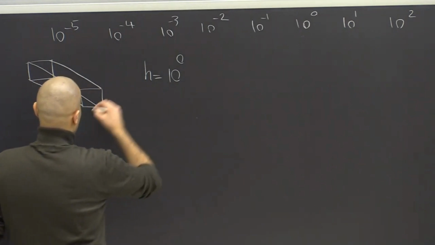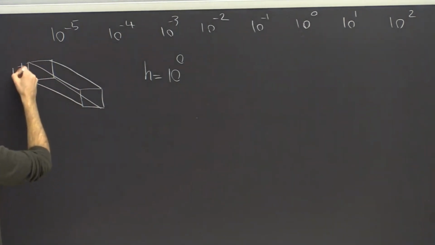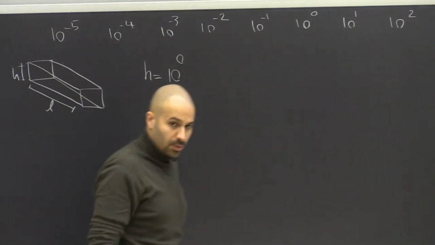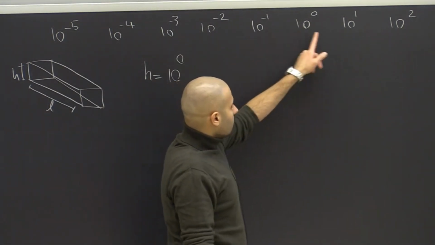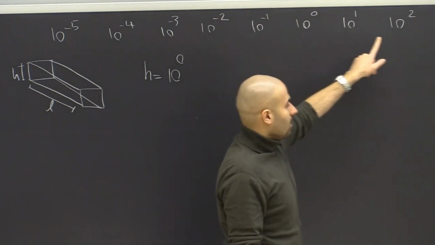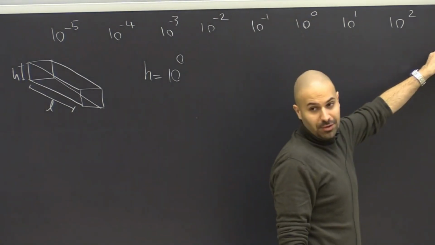So let's say this is h, and this is the length of the airplane. Again, between these numbers, 1 meter, definitely not. 10 meters, 100 meters, or 1 kilometer.